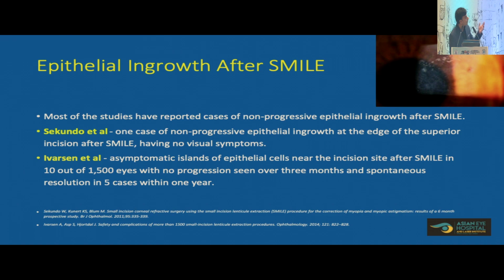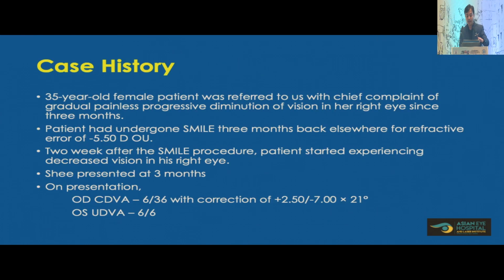In fact, these are two large series of SMILE, as you can see, one by Sekundar et al., the other by Ganesh et al., both of them in thousands, and in none of them did they actually have any case of progressive epithelial ingrowth. In fact, there are only two cases reported of progressive epithelial ingrowth post-SMILE, one from India, the other from France. But in both of them, they tried to go from the small incision to debride the epithelial ingrowth, and there was a recurrence two or three times and glue had to be used.